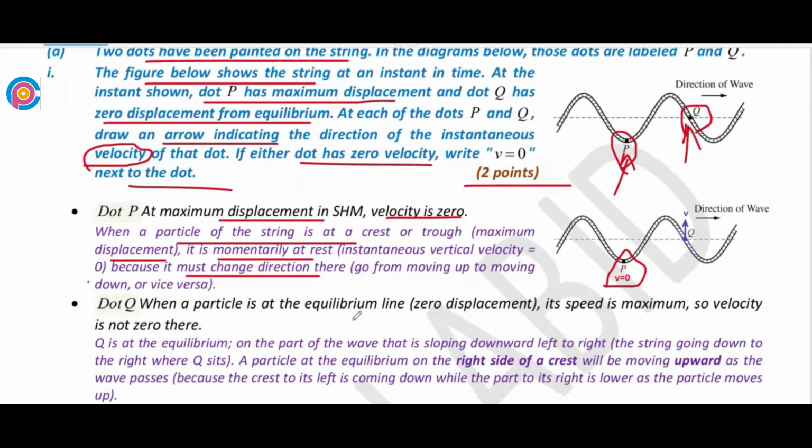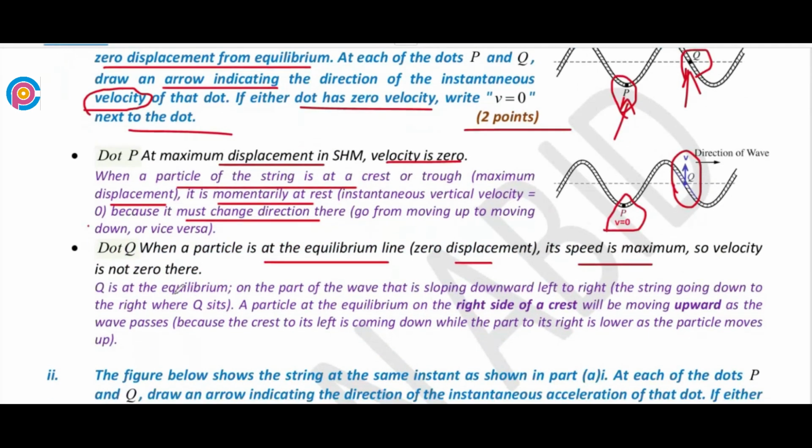And what about Q? Q is at the equilibrium line. It has zero displacement, and speed is at maximum, so velocity is not 0 there. I have indicated the arrow with an upward velocity. And why upward, why not downward? This is the explanation. Q is at the equilibrium.